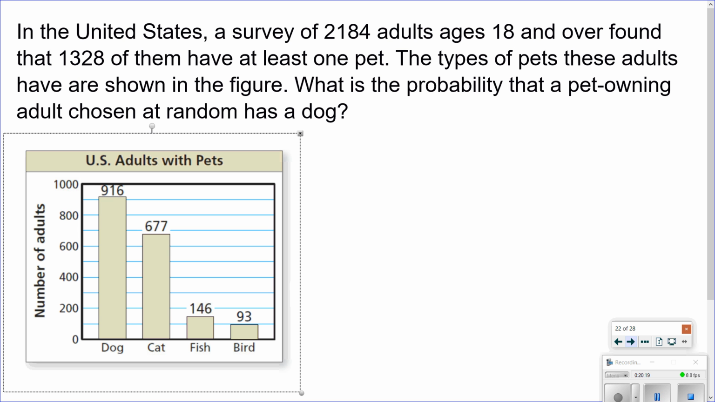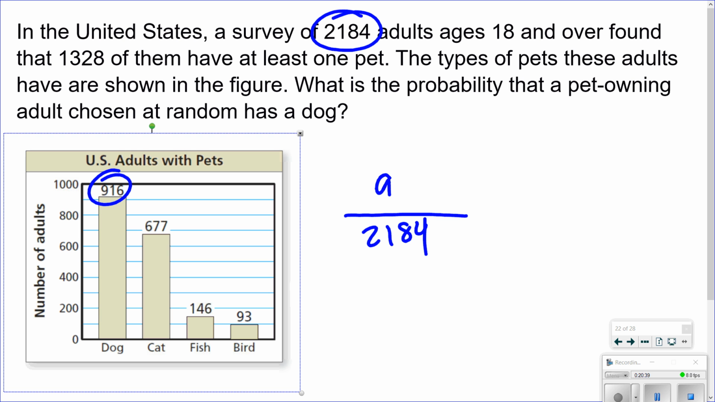Okay, so this is only talking about those that have pets. So how many total are there? It tells you up here the survey had a total of 2,184. So if I was going to randomly select one of those 2,184, what would be the probability that they have a dog? Well, how many of them had dogs? 960. Okay, there's your answer, and you could leave it as a fraction.